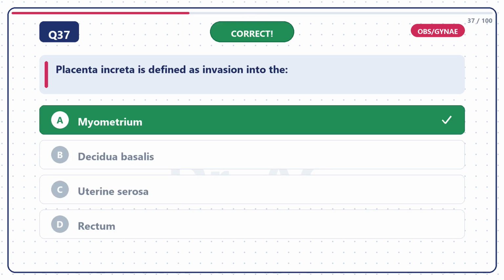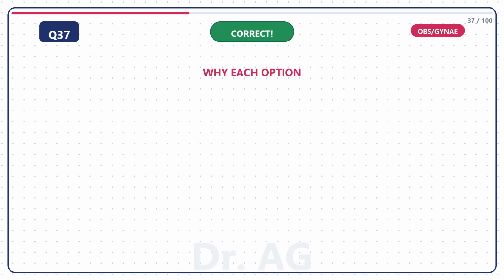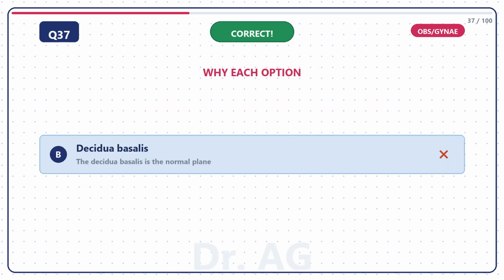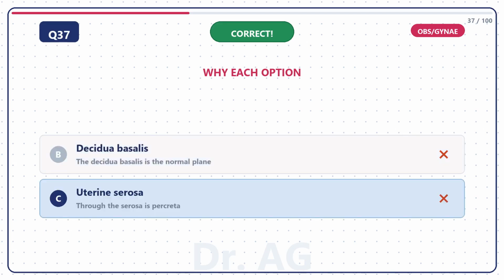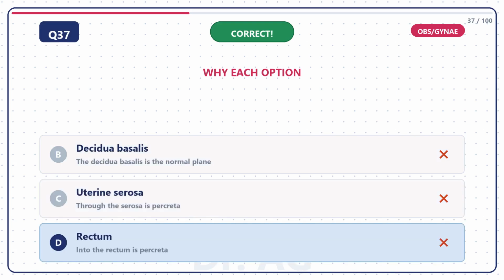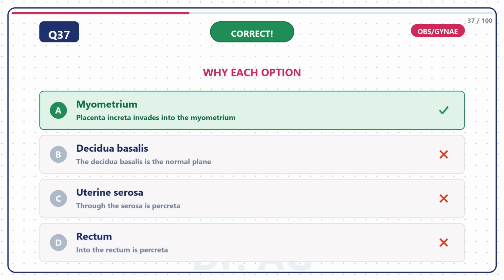The correct answer is option A, myometrium. Let's go through the options. Decidua basalis. The decidua basalis is the normal plane. Uterine serosa. Through the serosa is percreta. Rectum. Into the rectum is percreta. And the correct answer is myometrium.